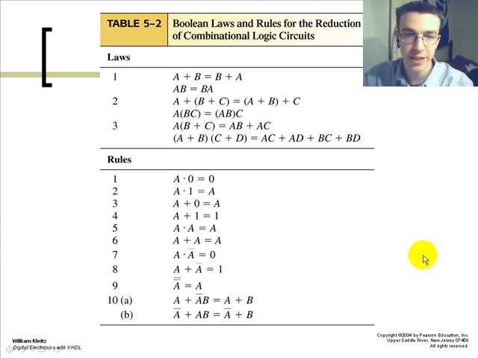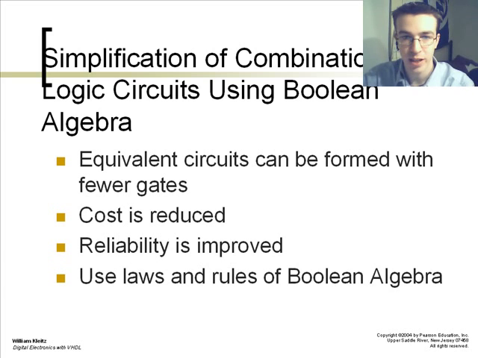This is a summary of the laws and rules of Boolean algebra using combinational logic circuits for reduction techniques. You'll see these, but you'll also see simpler forms of reduction later. Simplified combinational logic circuits using Boolean algebra. We use equivalent circuits that can be formed with fewer gates. Cost is also reduced and reliability is also improved.